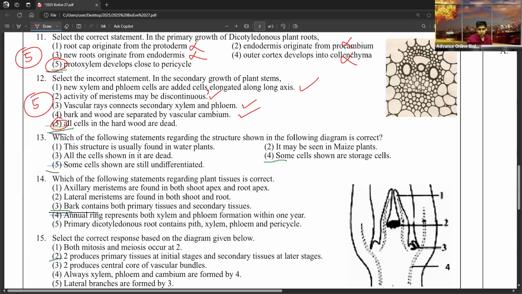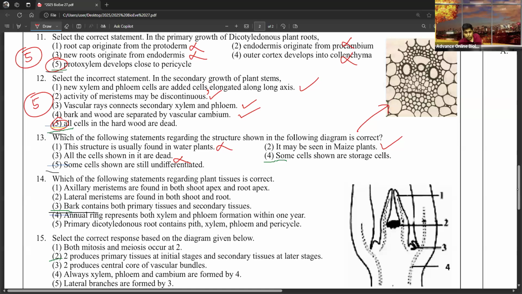Question number 13. Which of the following statements regarding the structure shown in the diagram is correct? I think it's about this one. The structure is usually found in water plants. It may be seen in maize plant. All cells shown are dead. No, phloem cells are there. Some cells shown are storage cells.